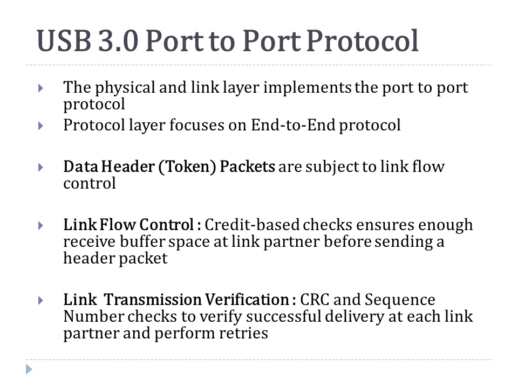And there is some more handshake in USB 3 in the link layer, which also makes the protocol more efficient. All the token packets are subject to link flow control. It uses a credit-based flow control, where the transmitter ensures that there is enough receiver buffer space at the link partner before sending a header packet, and all the header packets are error checked and sequenced at the link layer before they are sent to the upper layers.